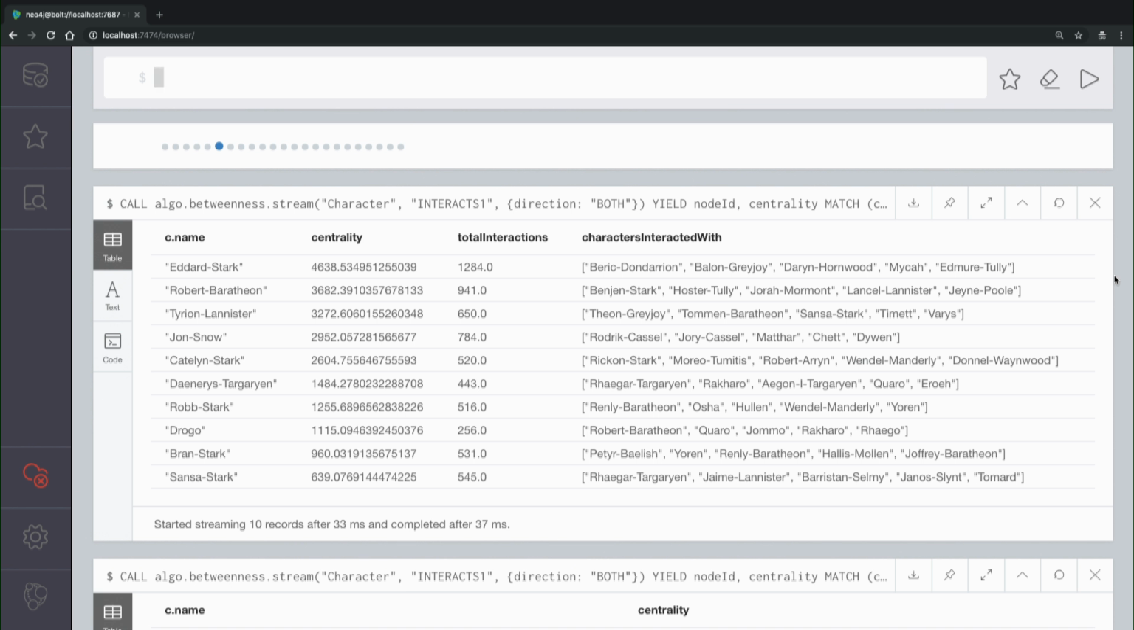And this kind of propagates on down the list. So if you look down at Brandon and Sansa Stark there at the bottom, they have a really low centrality, so they don't bridge very many groups of people. However, they have higher total interactions than Catelyn Stark does up above them. So they form deeper relationships or deeper friendships than probably what Catelyn does.